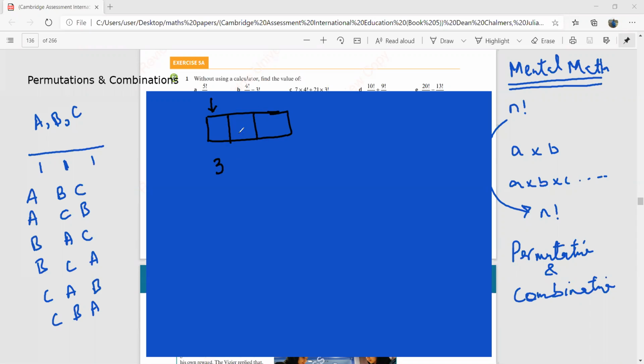Once you have fixed any of these three at the first spot here, how many paintings do you have left to be fixed, or how many options are left for this block over here? 2, sir. Yes, that is 2. And then there is going to be 1 left over here. So this has to be 3 times 2 times 1. Therefore, as Satish was saying, this is basically 3 factorial. So your answer would be equal to 6.